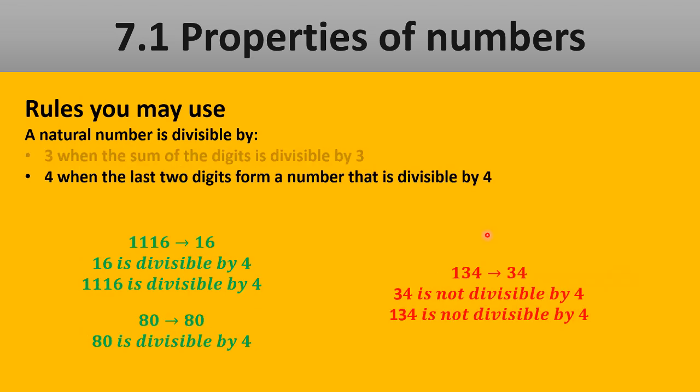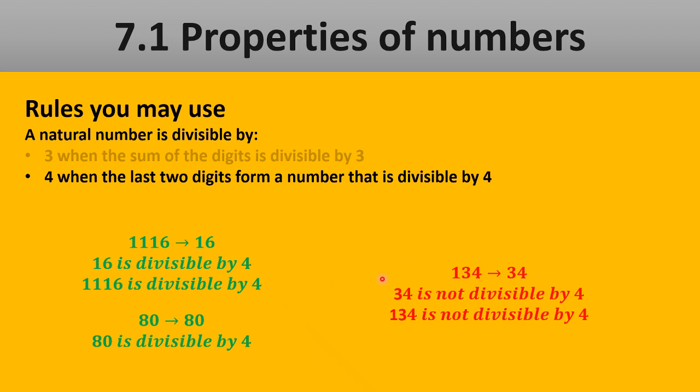The next one, 4. When is a natural number divisible by 4? When the last two digits form a number that is divisible by 4. So if I take a rather large number like 1116, I only have to take a look at 16. 16 is divisible by 4. If I know that, then 1116 is divisible by 4 as well. So in this case, I'm not taking a look at the first two digits. If I'm taking a look at 80, well, I only have two digits, so I have to take a look at 80 in this case. 80 is divisible by 4.